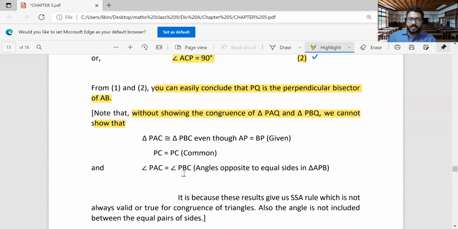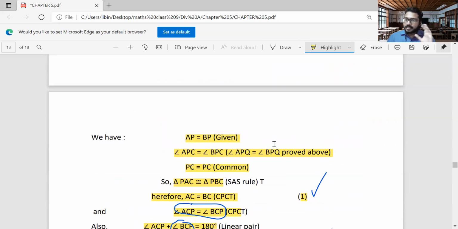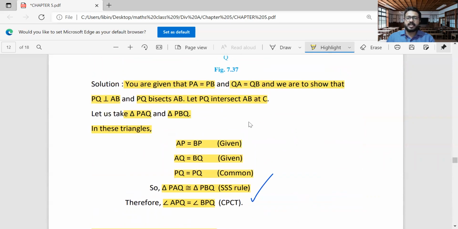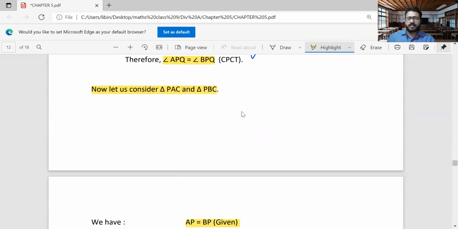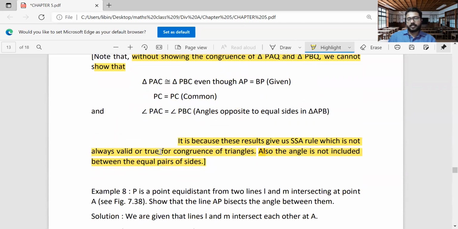As a result, these results give us the SSA rule, which is not always valid or true for congruence. Also, the angle is not included between the equal pair of sides. Fine, we have told that SAS is always valid, but ASA or SSA may not be valid. It is actually an example for that. Okay, now let us go to our next example.